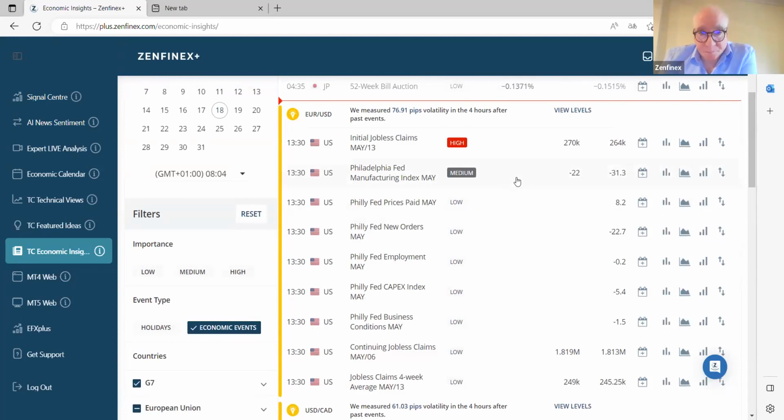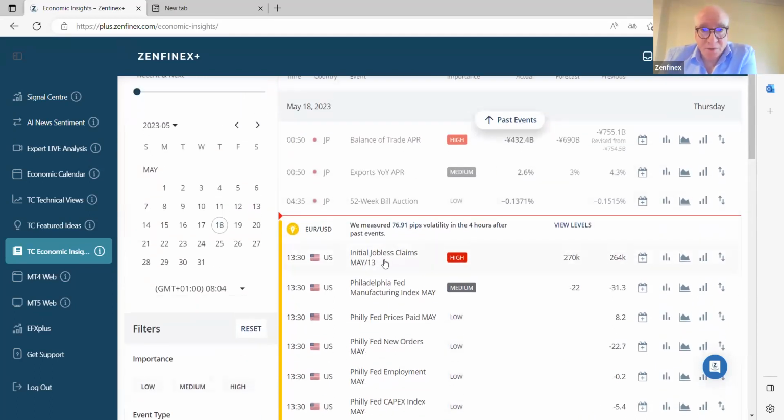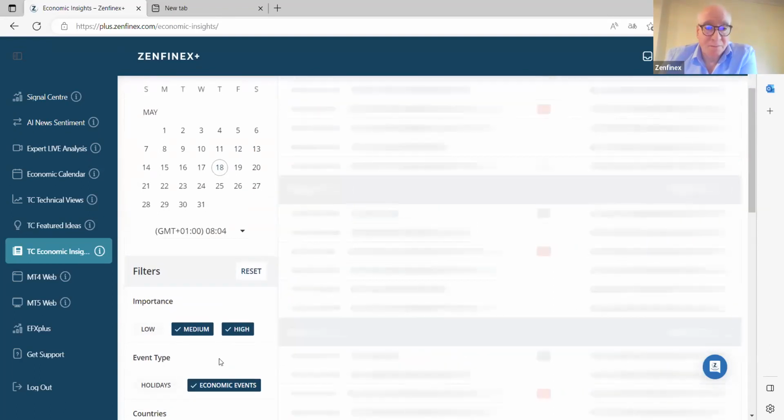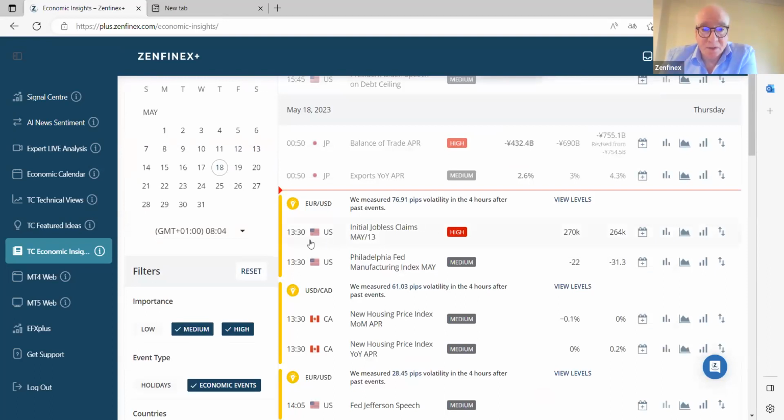So what have we got today? 1:30 we have, let's put medium up as well, just in case we miss anything. So it's high and medium selected. So we had some Japanese news come out, and we'll take a look at how that affected the Japanese yen and how our analysis on Tuesday literally went to the button. So it's interesting to see how we came up with that conclusion and how that approach can help you with any instrument, whether it's currencies or commodities.